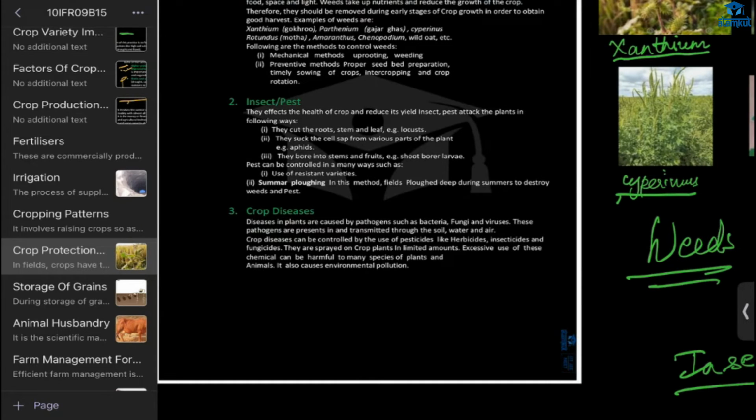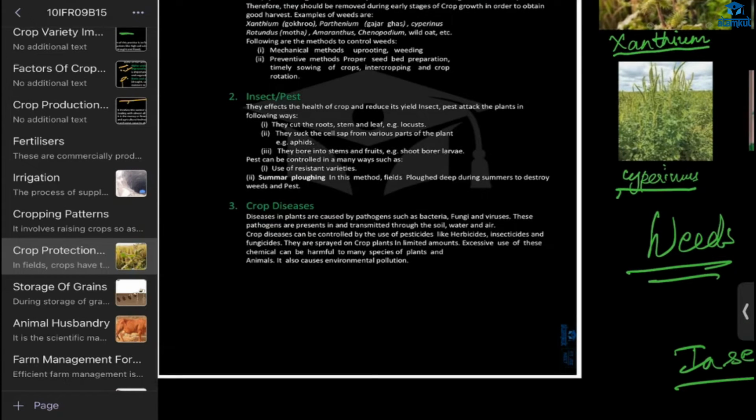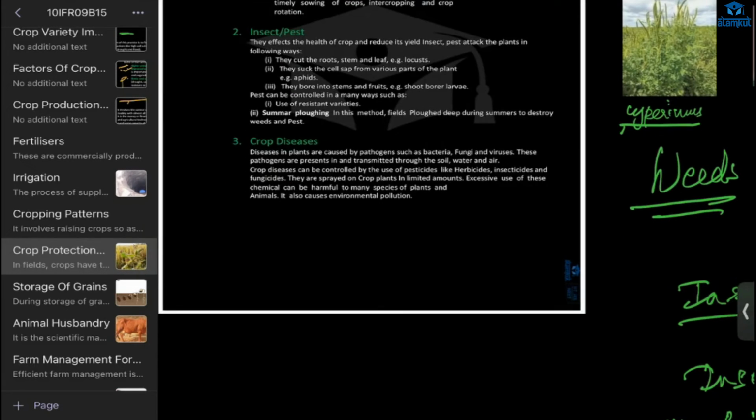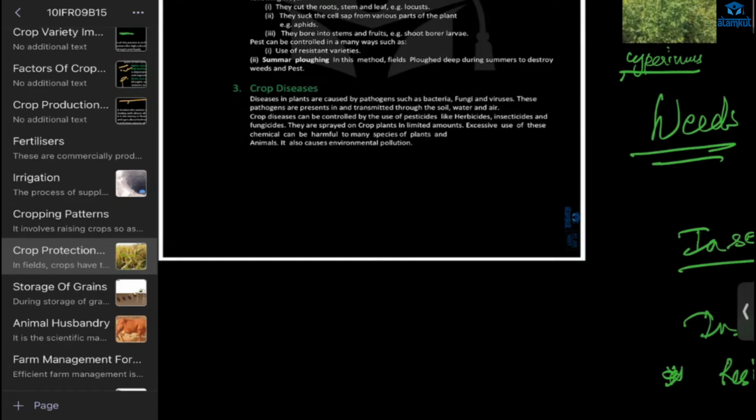Yes, all this. And how are we controlling this? Ma'am, using pesticides. Yes, we are using pesticides, and then summer ploughing also. In the summer, the fields are ploughed deep. Because of that, pests and weeds will be destroyed.